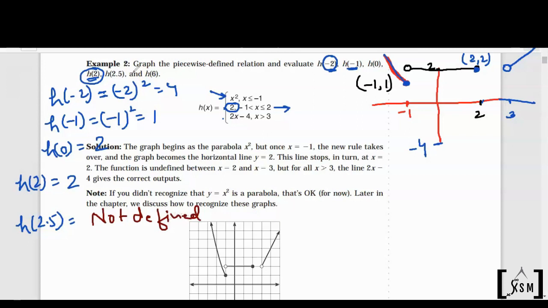Okay, and then is h of 6. h of 6 means when the x value is 6. So when the x value is 6, we'll go to the third function, and that is 2 times 6 minus 4, which is 12 minus 4, which is 8. So my answer is h of 6 is 8.